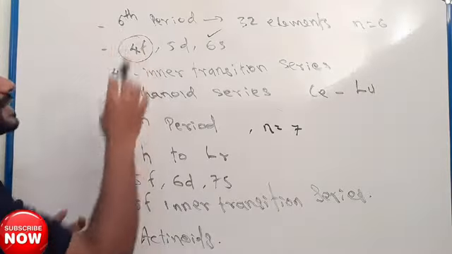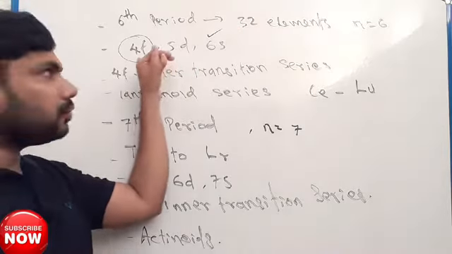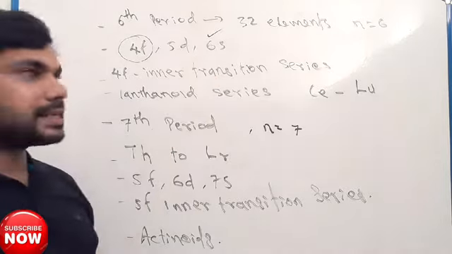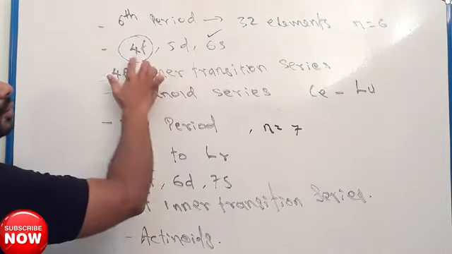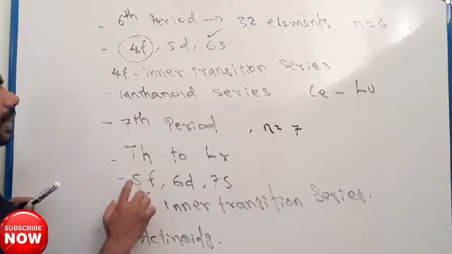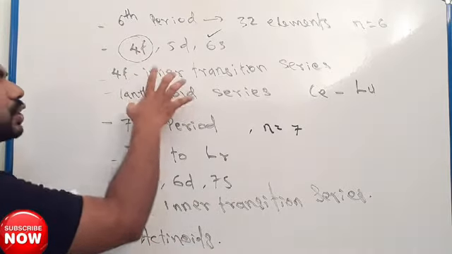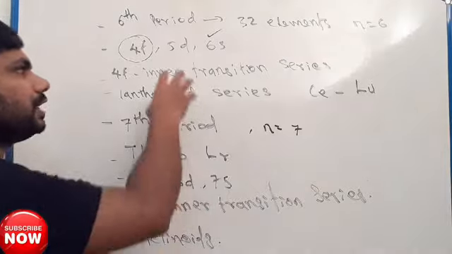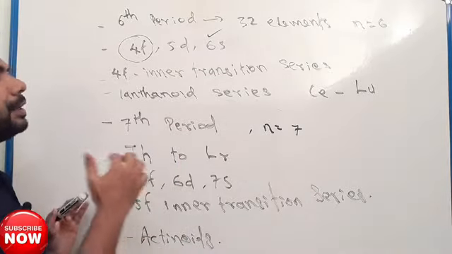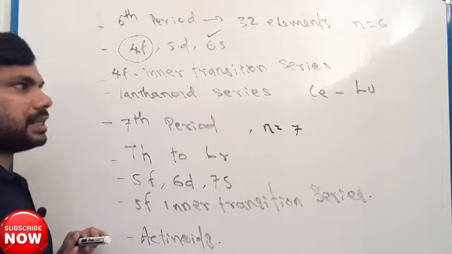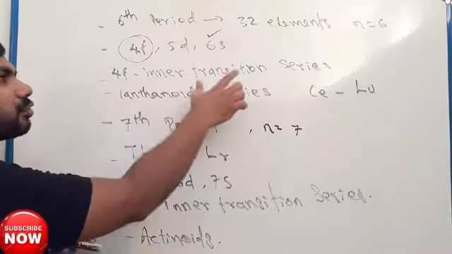So this is the 6th period, which consists of 32 elements, and this is the outer shell electronic configuration 4f 5d 6s. You can also remember it very easily: 4, 5, 6, f d s. Also here 5, 6, 7, 5f 6d 7s. That's why this is called 4f inner transition series. Before, we discussed the transition series, but the 6th and 7th period elements are called inner transition series.